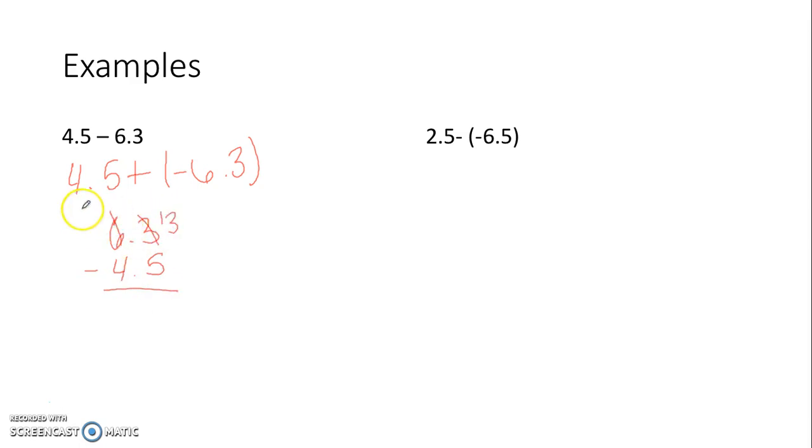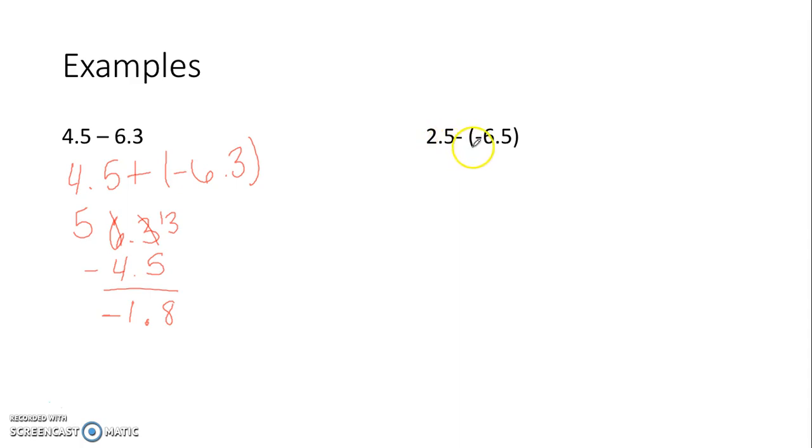We need to borrow. 13 minus 5 is 8. Bring down that decimal. 5 minus 4 is 1. Which is the bigger number? 6.3 is, so that means it's negative. Negative 1.8.